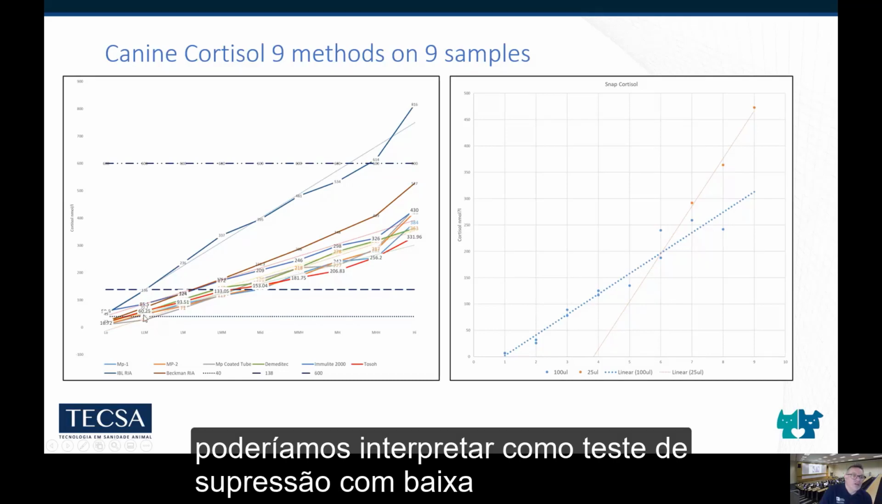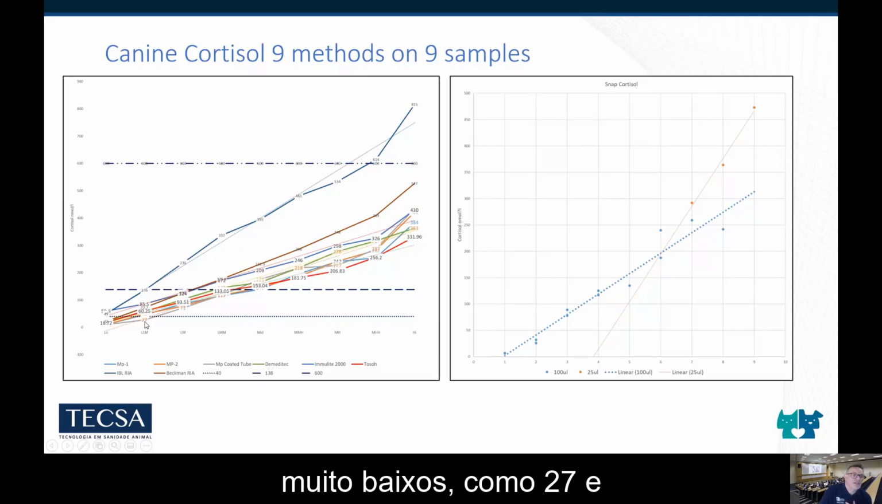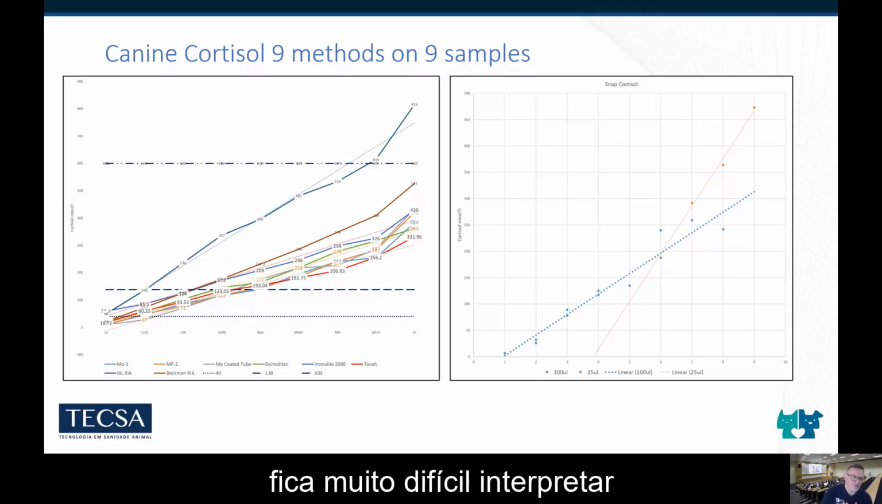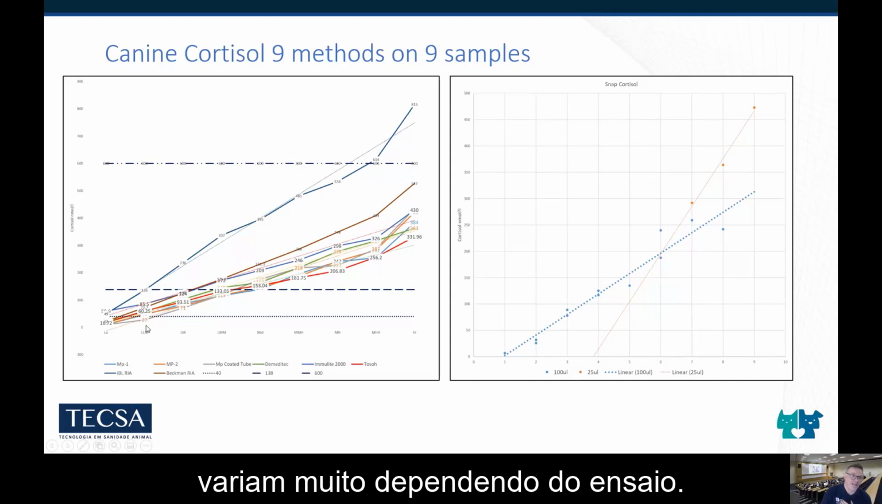Some of these values are down around where we might interpret a low-dose dexamethasone suppression test, and we've got some that are as low as 27, up to as high as 85. So using published cutoff values or journal article cutoff values is going to be very problematic if we don't know how our assay fits with the assays used to derive those cutoff values in the first place, because there's a big range in results depending on what assay is used.